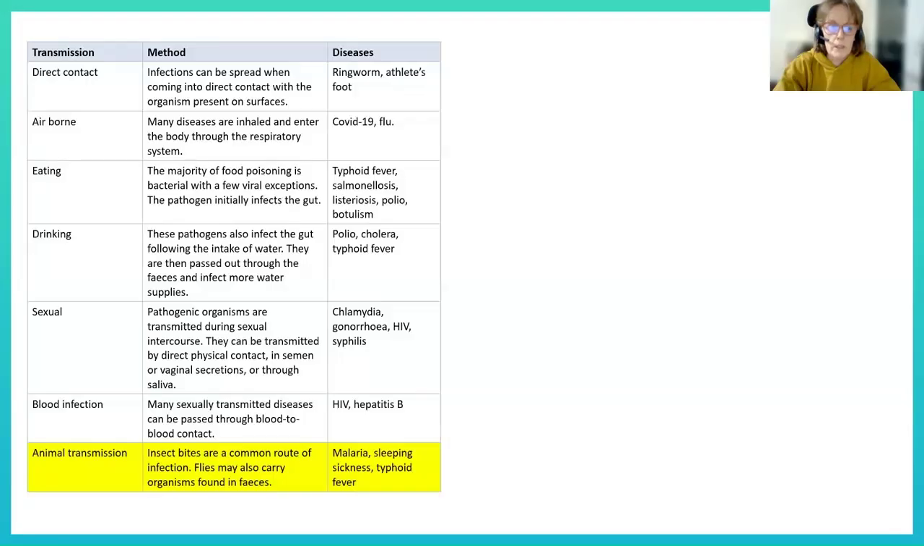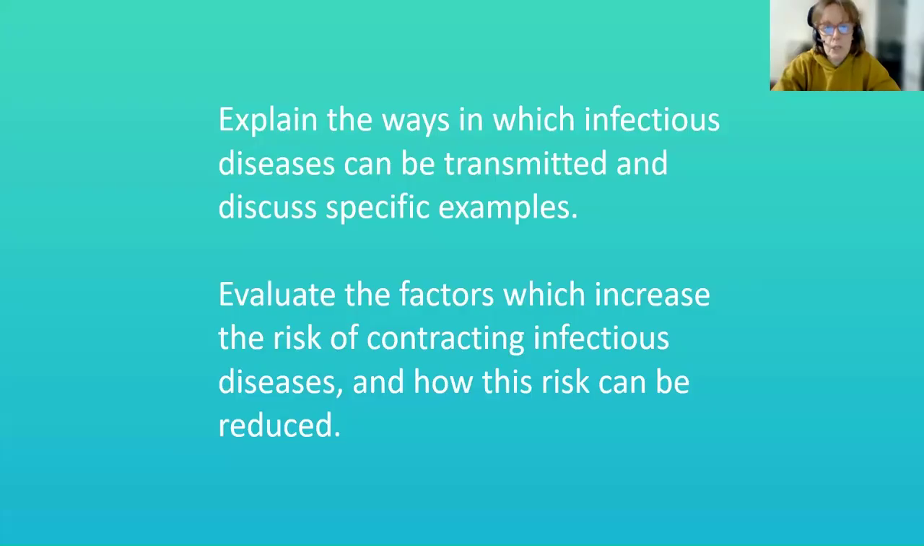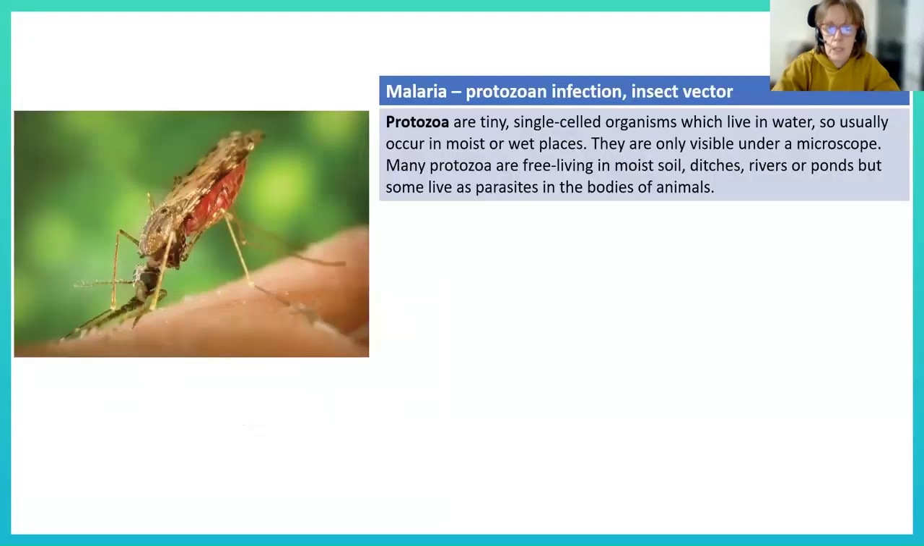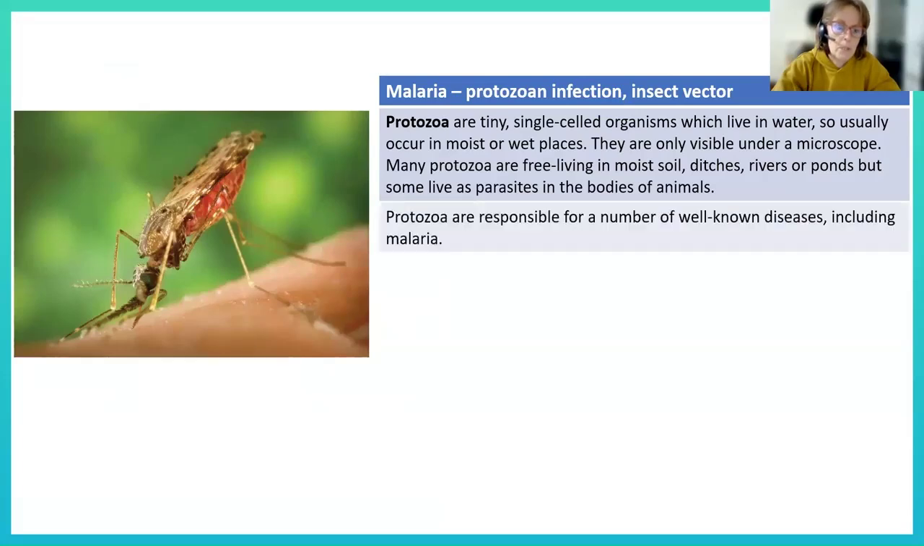So we've had a look at some of it. It says, explain the ways in which infectious diseases can be transmitted and discuss specific examples. Evaluate factors which increase the risk of contracting infectious diseases and how this risk can be reduced. So one of the main routes of transmission of infectious diseases is animal transmission. We just had a look at this example with malaria. Protozoa are spread from person to person.